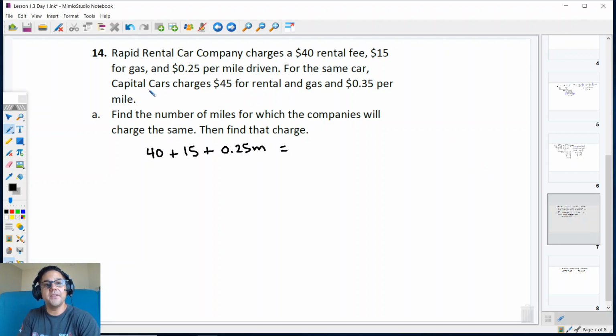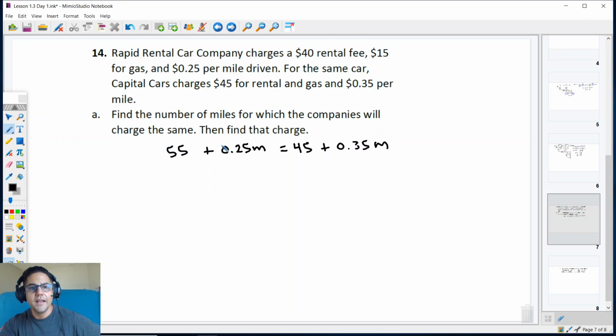For the same car, the other company, Capital Cars, charges $45 for rental and gas. So if you notice, it's combined. So that's $45. Plus, this time it's 35 cents per mile. So you know what, 40 plus 15, can I just change that real quick so we can compare it into the 55? Because that's what 40 plus 15 is, right? So if you notice, the first company charges more initially, but it's less per mile, where the second company charges less initially, but more per mile.